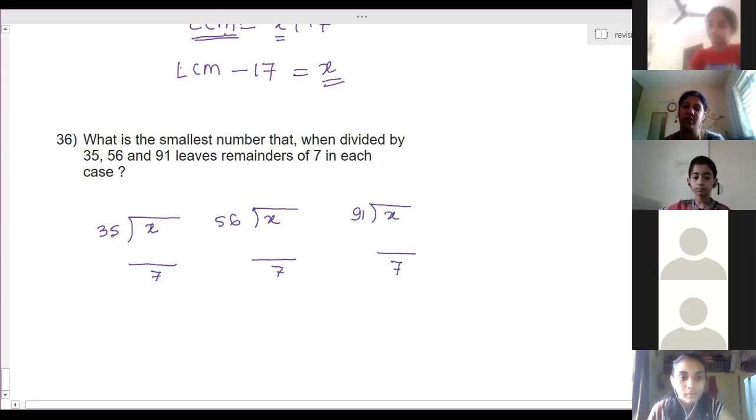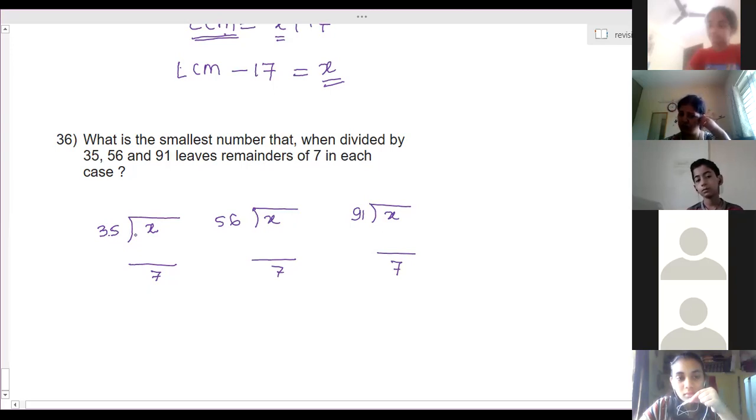So how to find out a number which is completely divisible by 35? Ma'am, 35 minus 7. Wait, Harish. Ma'am, we'll have to subtract 7 from 35, 7 from 56. Right? So that we can find the LCM. Right. So here x is a number which, when divided by 35, leaves remainder 7. So we are finding a number which is divisible by 35 completely.